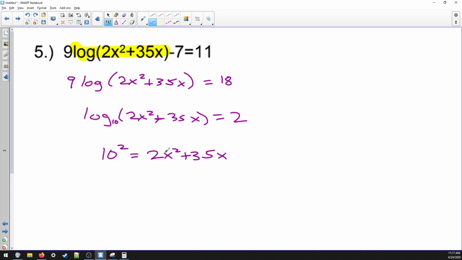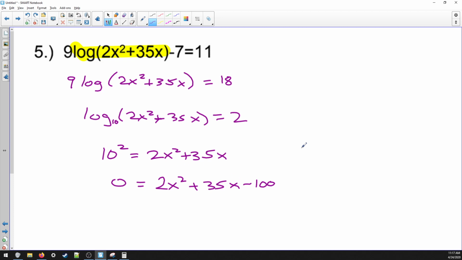Those usually involve it being equal to 0. Okay. So I'm going to subtract this 100, this 10 squared, to the other side. It's going to be 2x squared plus 35x minus 100, and that equals 0. Now my job is to try to factor this in some way.